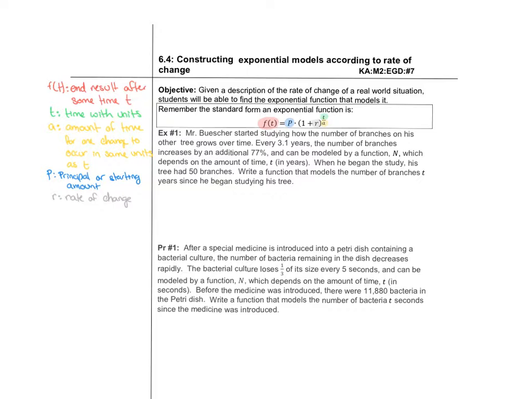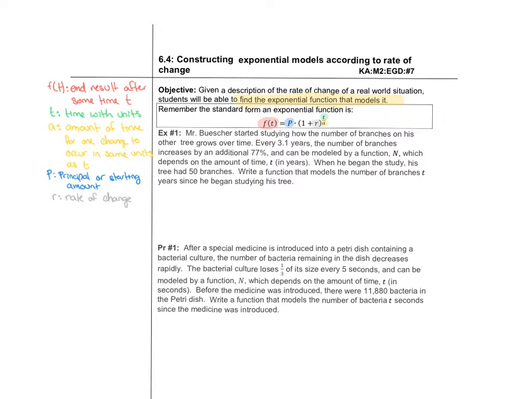Okay, today we're going to be doing 6.4, constructing exponential models according to rate of change. And our objective, or our goal, is when we are given a description or a question or a problem describing a rate of change in a real world situation, we can find the exponential model for it. So what that means, we want to find the exponential model.